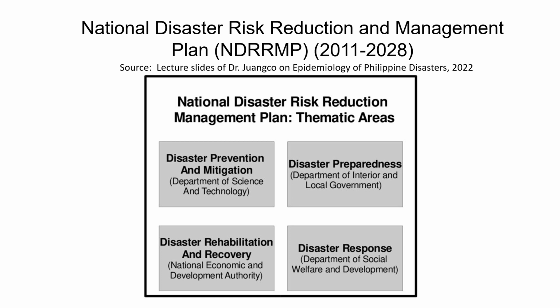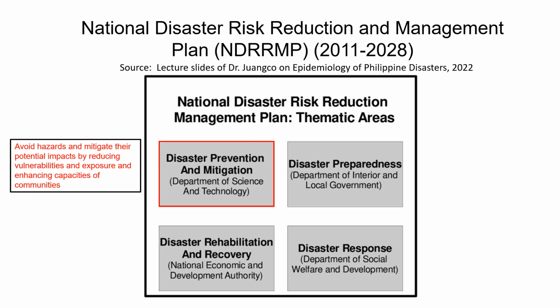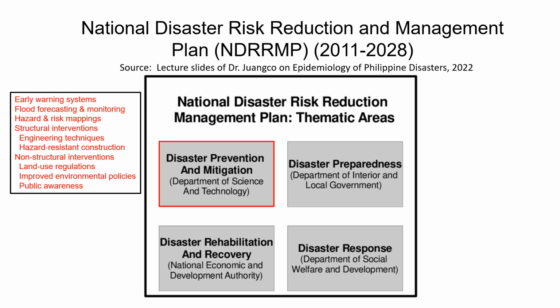The plan covers the 4 thematic areas of disaster prevention and mitigation, disaster preparedness, disaster response, and disaster rehabilitation and recovery. Prevention and mitigation is the responsibility of the Department of Science and Technology. These refer to activities that reduce the effects of disaster, such as early warning systems, flood forecasting and monitoring, hazard and risk mapping, and both structural and non-structural interventions.